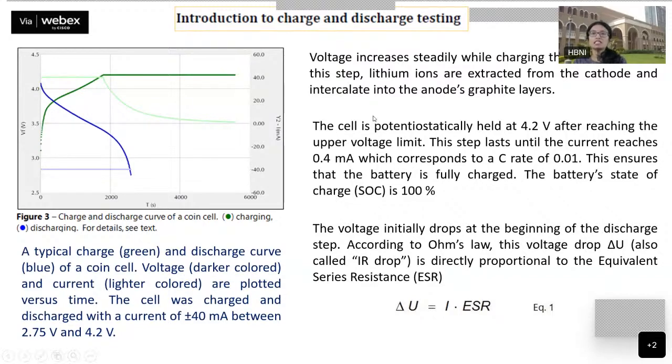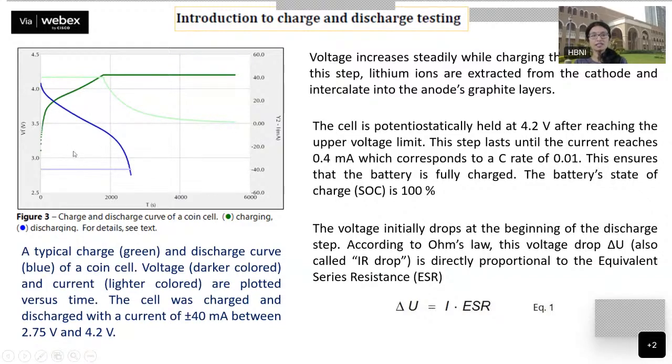So what do you do? The cell is potentiostatic and held at 4.2 volts. Here we are doing it with the cathode. The cell will be held at 4.2 volts, and after reaching the upper voltage limit, this step will last until the current decays and reaches around 0.4 milliamperes, which corresponds to a C rate of 0.0. This ensures that your battery is fully charged, and the battery state of charge in this case is 100%.